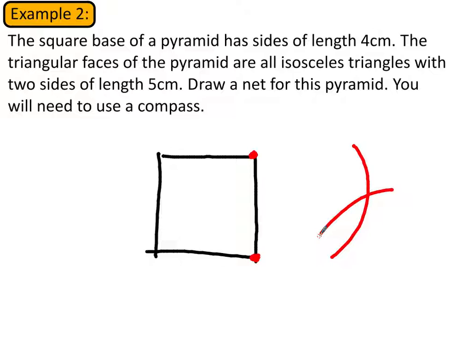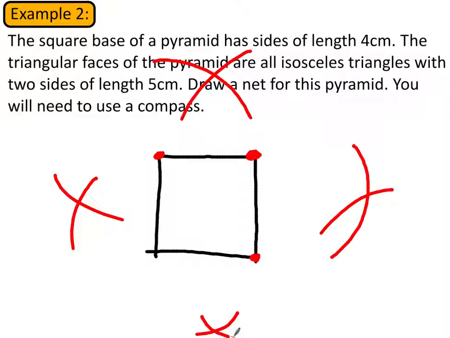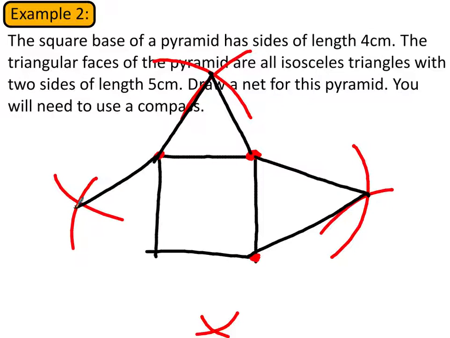Now you need to then do the same process on all 4 sides. So from here we're going to do a swish, and then from here we're going to do another swish. We're going to repeat this again on this far side, and we're going to do the same thing again at the bottom, and then you're going to join up these points. So we already know that that is 5 centimeters, and that is 5 centimeters, that is 5 centimeters, and that is 5 centimeters. In fact, all of these are 5 centimeters.